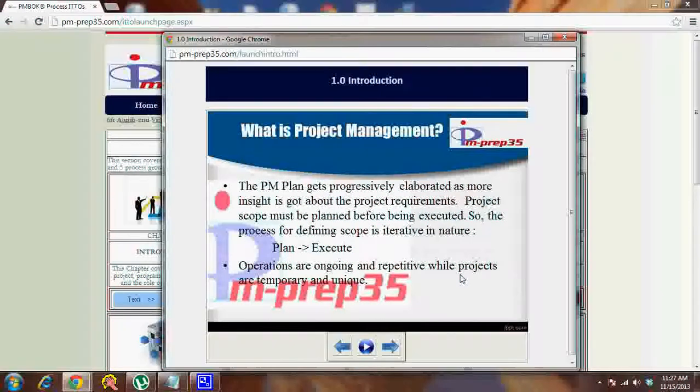Plan, or the project management plan, gets progressively elaborated or progressively detailed. It becomes detailed as time passes. So by the end of your planning phase, you have more details compared to where you started initially. So that's where progressive elaboration comes into the picture.